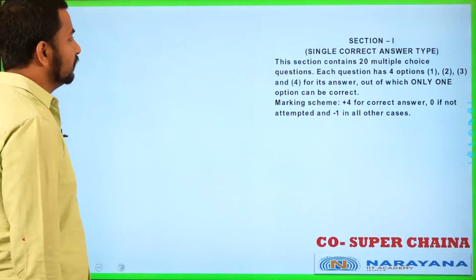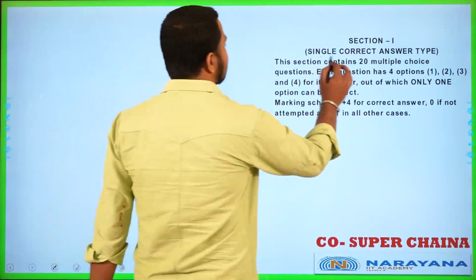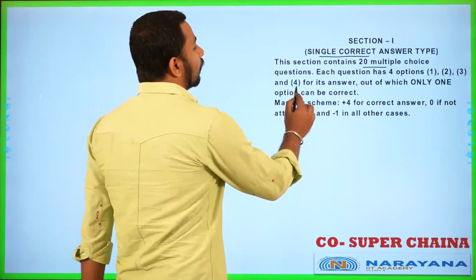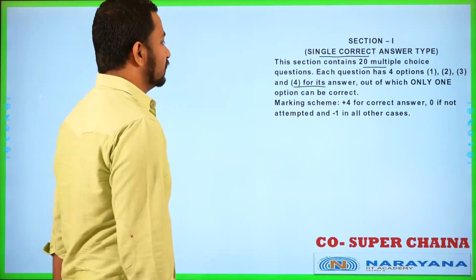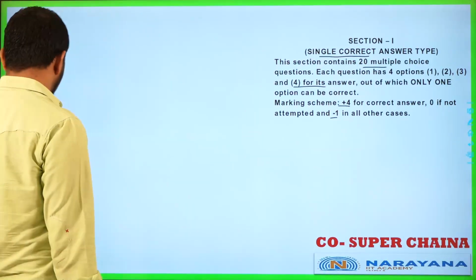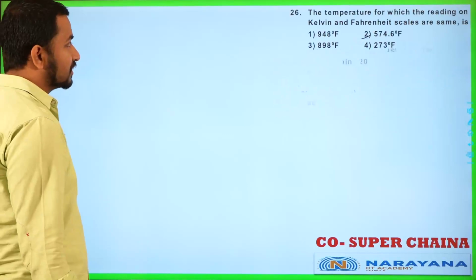The first section which we have is a single correct answer. It has 20 multiple choice questions, and each has one correct option out of this. The marking scheme is +4 and -1. We have to read the instruction carefully. It will help us to analyze our strategy in the exam.